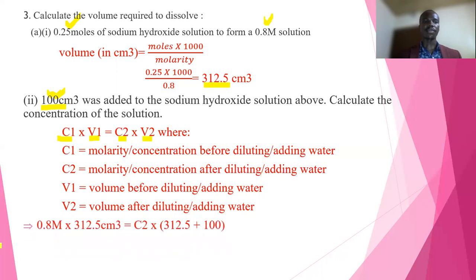Then it is just simple. We have V1, the molarity first, is this one, concentration, times the first volume, which we got here, should give us the second volume that we don't know.